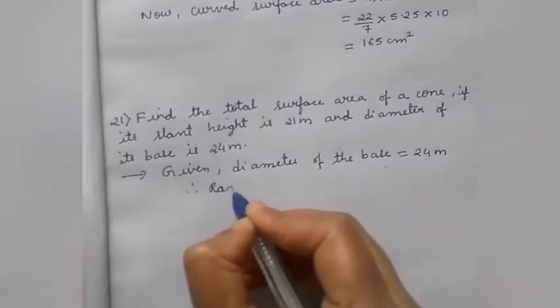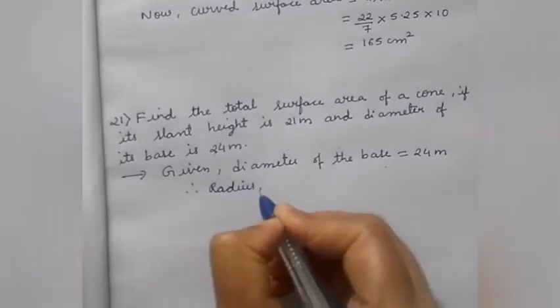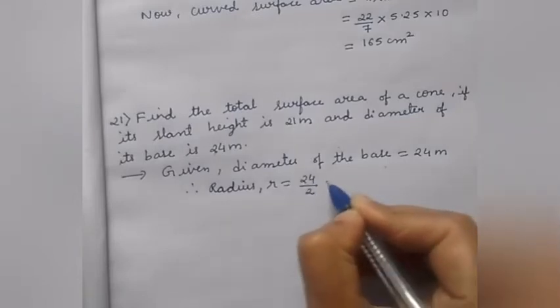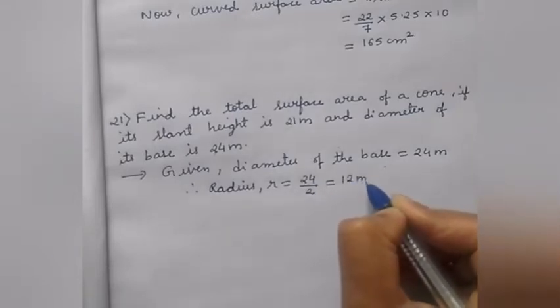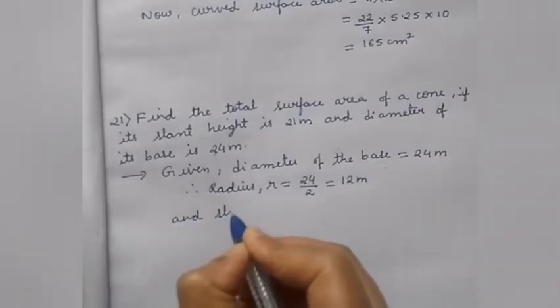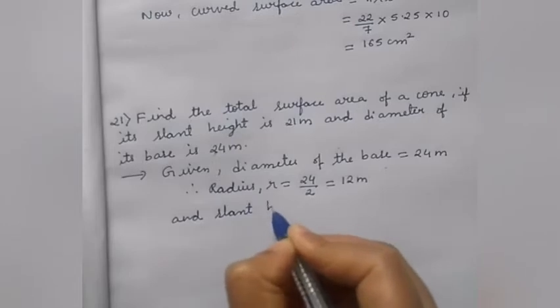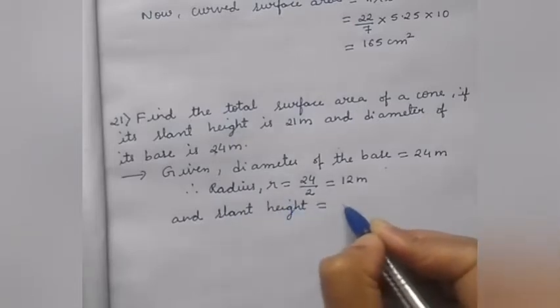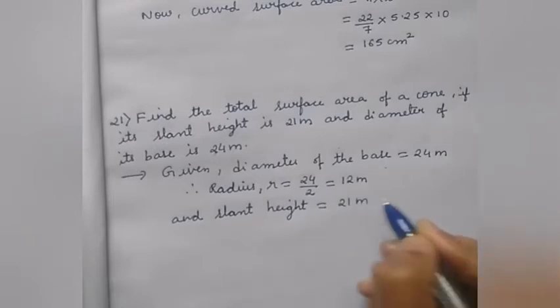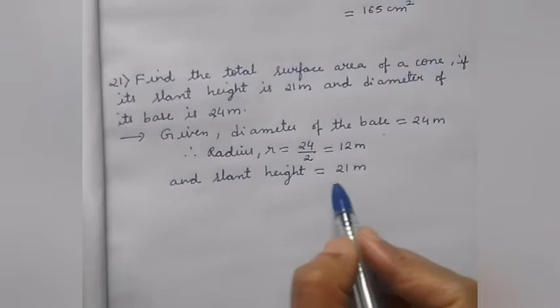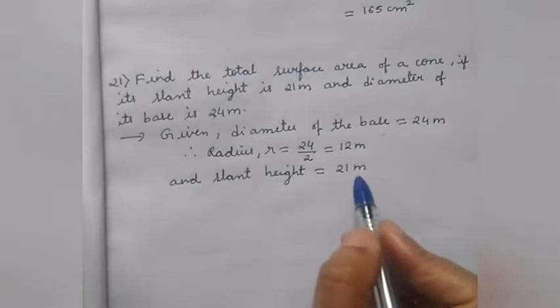Therefore, radius r is equal to 24 divided by 2, which is equal to 12 meter. And slant height is also given. Slant height is equal to 21 meter. Radius we have obtained, it is equal to 12 meters. Slant height it is given, it is equal to 21 meter.